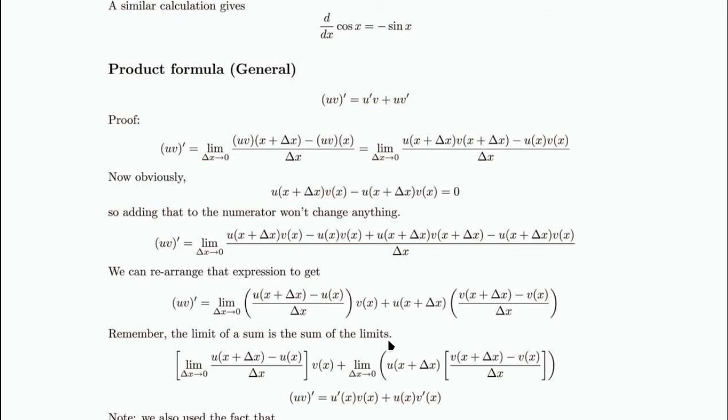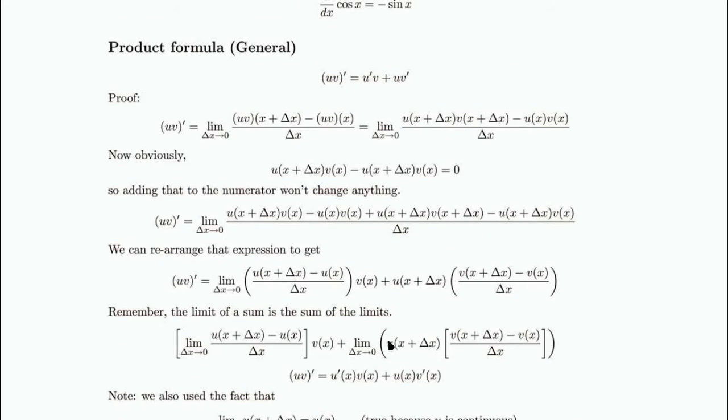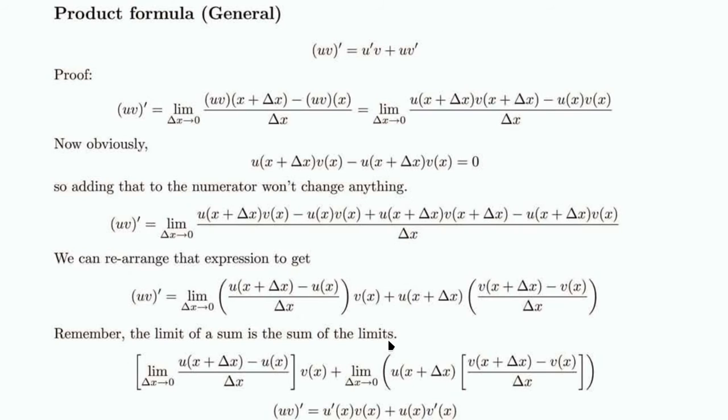So, the product formula. The product formula is another important thing that you'll use all the time. It just says that taking the derivative when you're multiplying two functions is equal to taking the derivative of the first function, then multiplying with the second one, plus taking the derivative of the second function, multiplying with the first one.